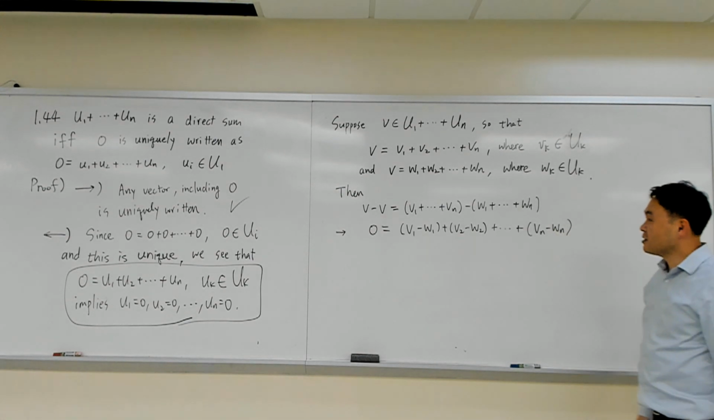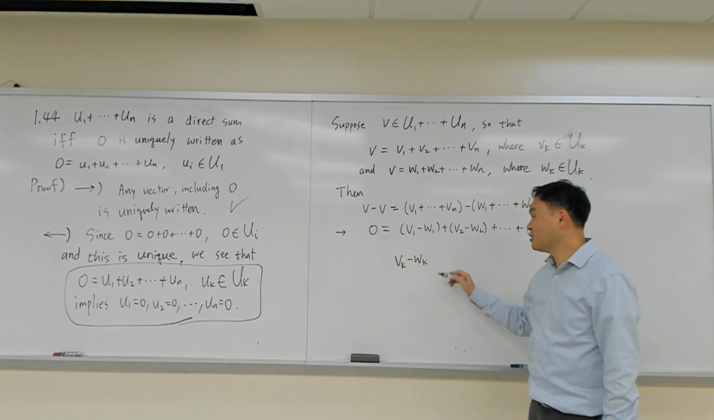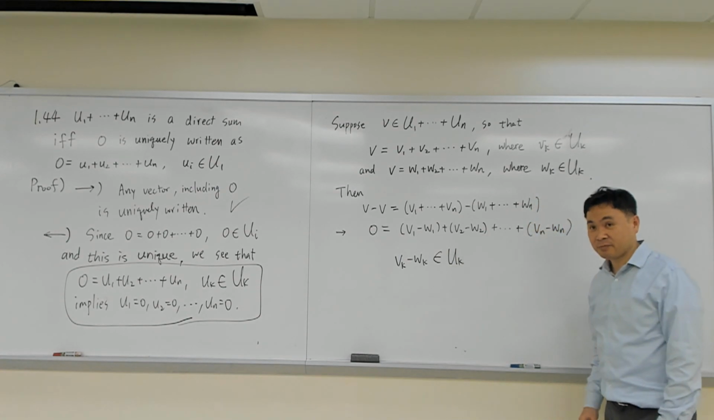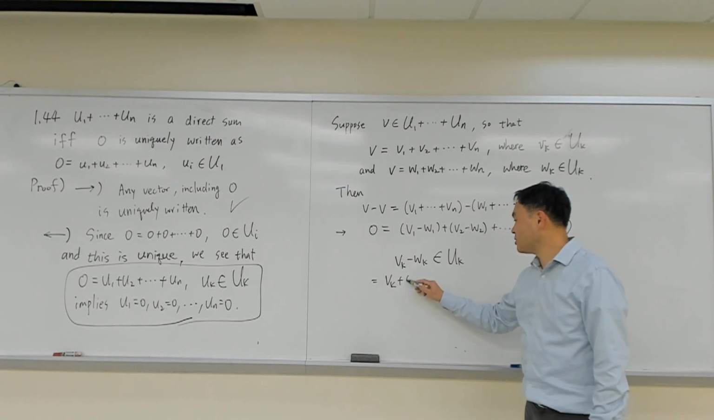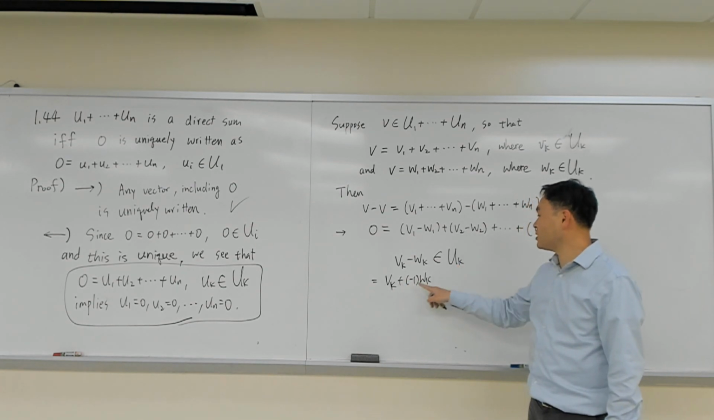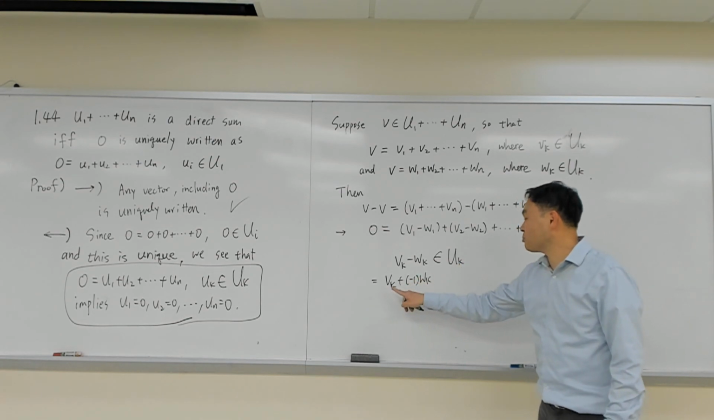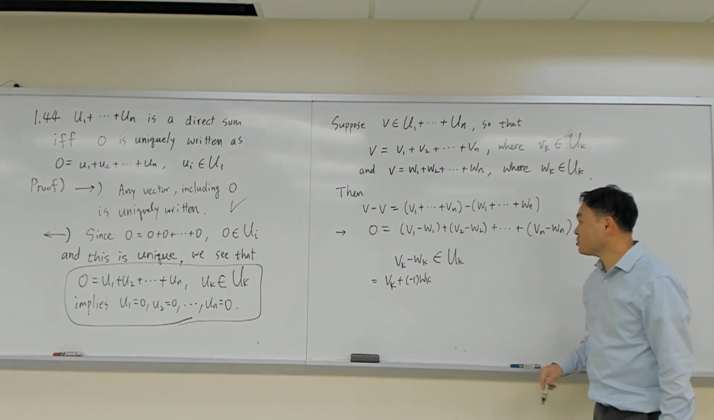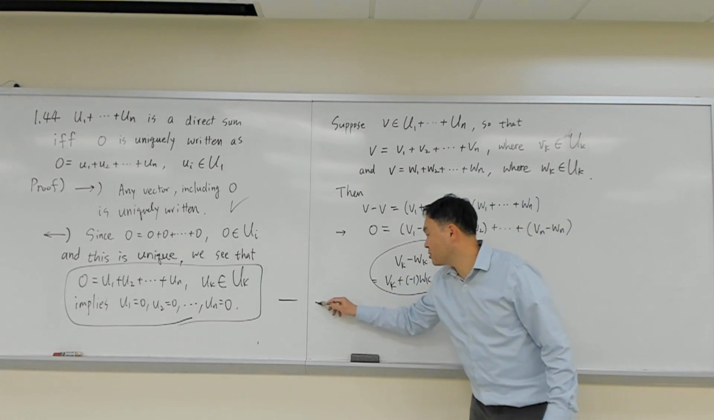Right? Now, each Vk minus Wk belongs to Uk. That's because this is equal to Vk plus -1 times Wk, right? So if Wk is in Uk, -1 times Wk is in Uk. If both of these are in Uk, then their sum is in Uk. So we know that this is true, and because of that, we can apply this theorem, okay?